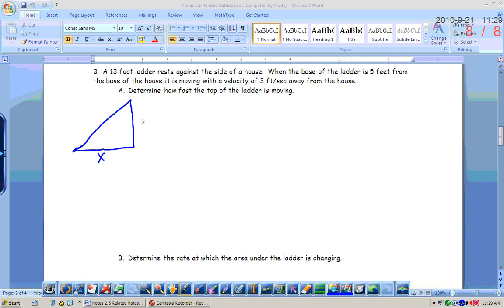So I'm going to label the bottom x, the top y. Is the length of the ladder changing? No. So since that length of the ladder is not changing, I can go ahead and call it 13. Now, if that length was changing, I'd have to put in z and plug in the 13 after I took the derivative. But the length of that ladder is not changing.